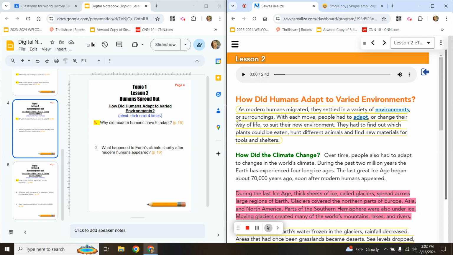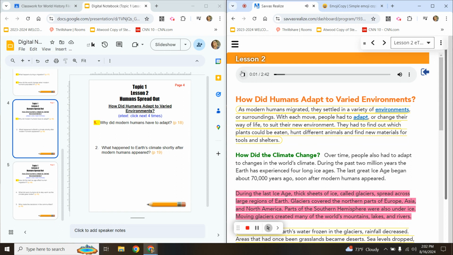That very first paragraph, you're going to see it's yellow. We already know that means that is a mastery check question. Let's go ahead and start by listening to number 1. Your question: Why did modern humans have to adapt? You'll find the answer in this paragraph. Let's go ahead and listen now.